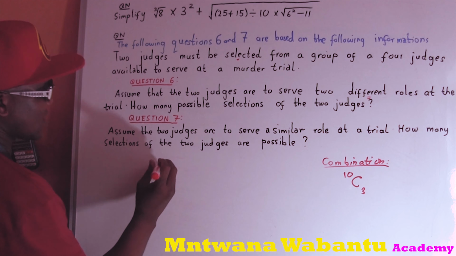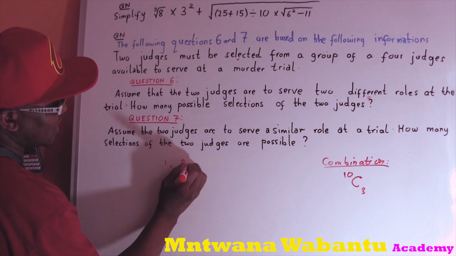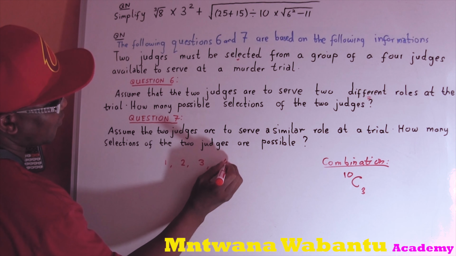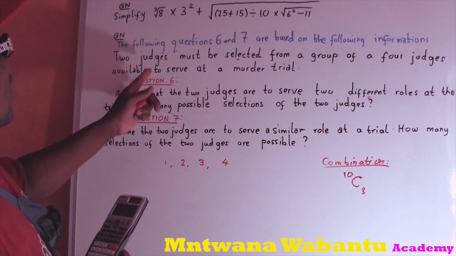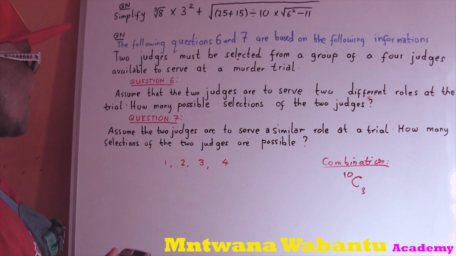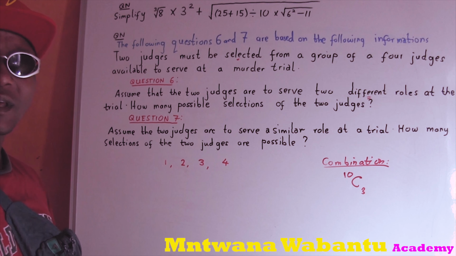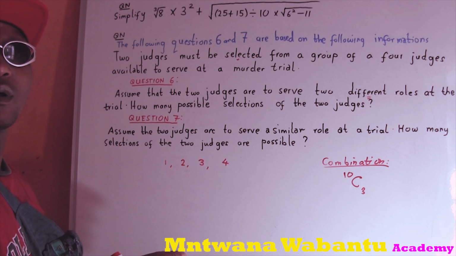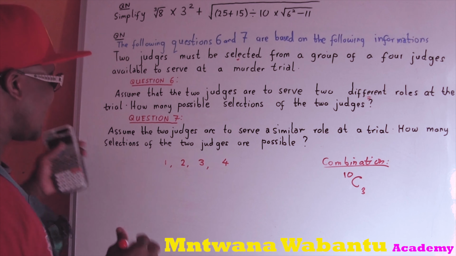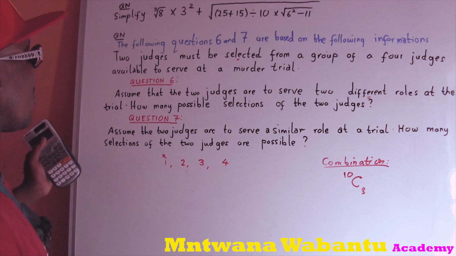Look, we've got 4 judges: first judge, second judge, third judge, and fourth judge. But they say by any means 2 judges must be selected. You know what I'm saying? 2 judges must be selected. It means we can't take 1; it has to be 2 or more. So we can't take only 1 judge.